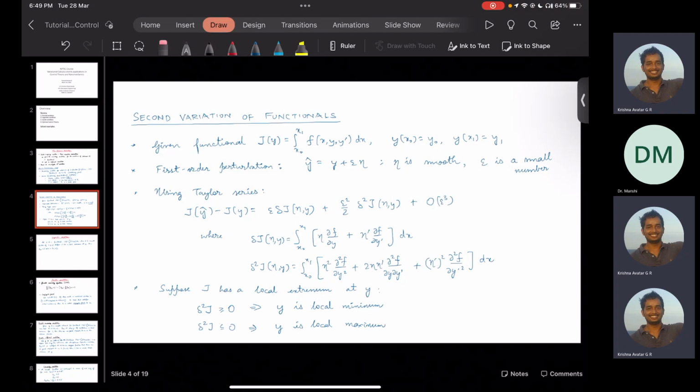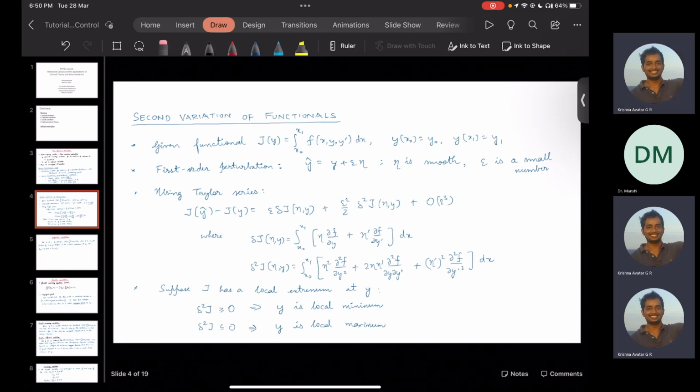Now, given that the integrand of the functional, f, is a smooth function of x, y, and y prime, if we introduce a perturbation epsilon into that integrand, this will still retain the smoothness of the integrand f, and thereby the smoothness of the functional J with respect to epsilon. So using Taylor series, we have J of y hat minus J of y equal to epsilon delta J eta y plus epsilon square by 2, del square J eta y, plus order of epsilon cube terms.